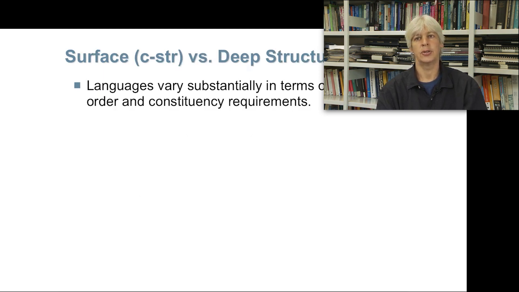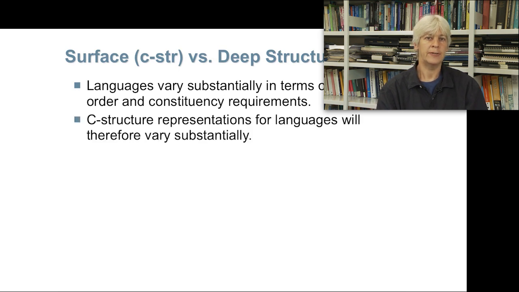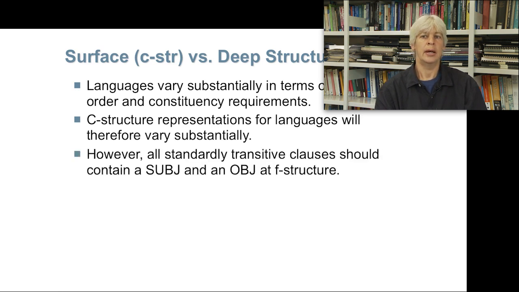Now a note on surface versus deep structure. These are terms in linguistics that have cropped up over and over again within LFG. You can think about that in terms of C structure versus F structure. The empirical observation is that languages vary quite substantially in terms of word order, linear order, constituency requirements. Therefore LFG expects that C structure representations will vary substantially across languages. However, however you've done the word order or the constituency, if you have a standard transitive clause, you should always have a subject and an object at F structure. So LFG tries to have F structure as a more abstract, more language universal type of representation.